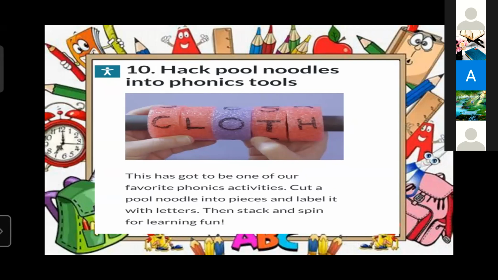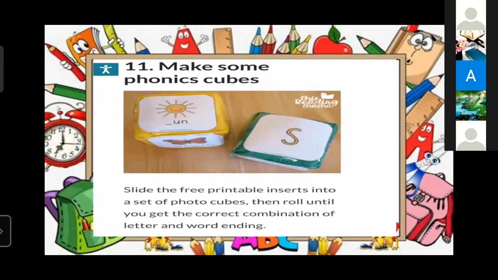Okay. So cut a pool noodle into pieces and label it with letters, not only one letter, with different letters. Then stack and spin for learning fun. The children spin the circles, the pool noodle, and they try to form different words.